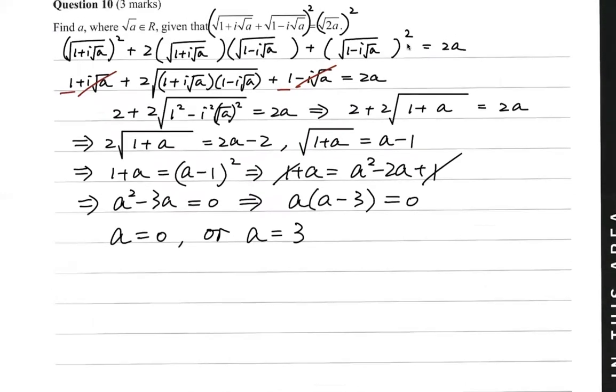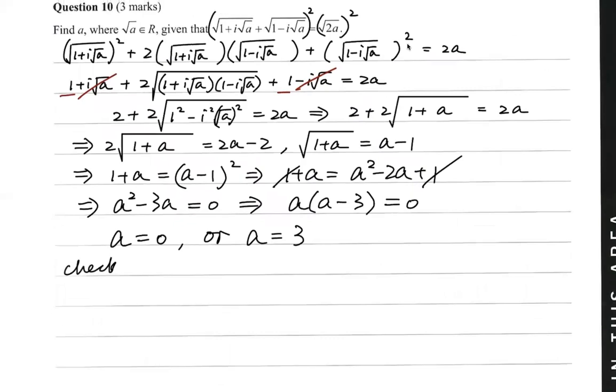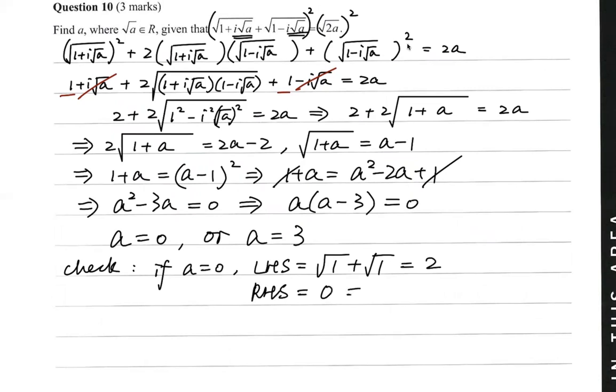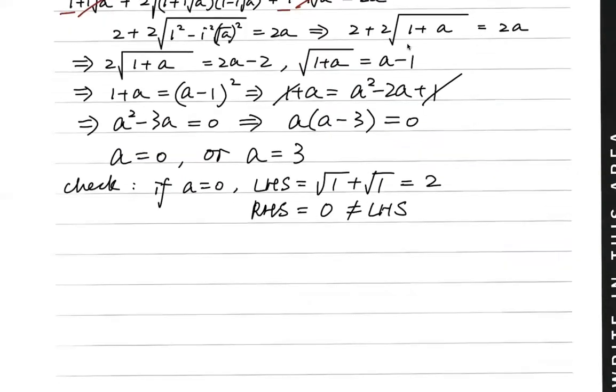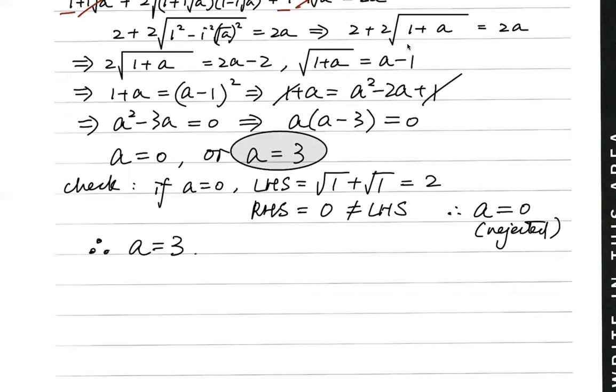Do we take both? Check. If a is 0, left-hand side is square root 1 plus square root 1, because these two will be disappearing. That's 2. Right-hand side equals 0, which is not equal to left-hand side. Therefore, a equals 0 is rejected. That is the only answer, I believe. A equals 3 only.